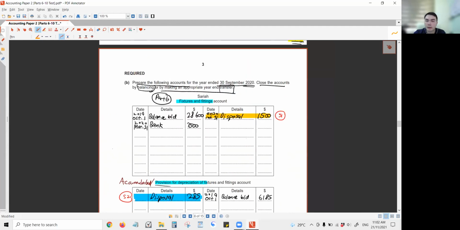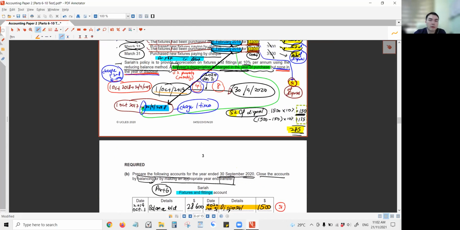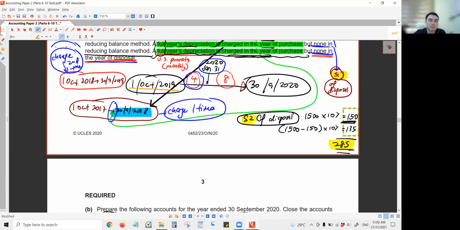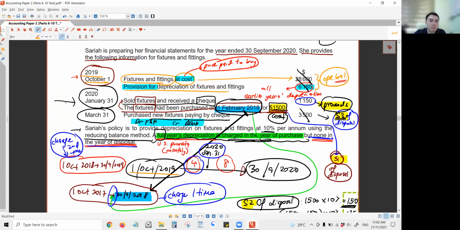And now we are going to charge depreciation. We are going to calculate depreciation for the NCA that you still own for this year. The one you sold off, you don't have to charge depreciation anymore because it says none in the year of disposal, this line. Okay, none in the year of disposal.